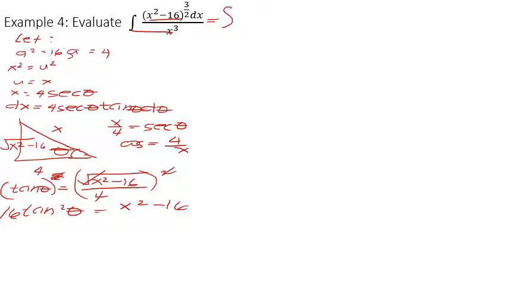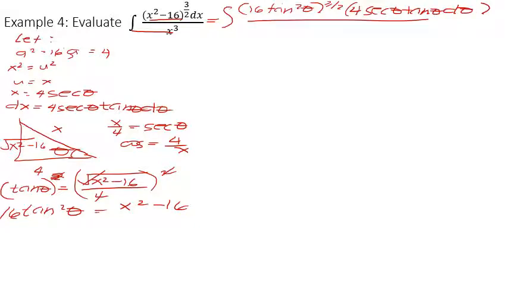So now I could simply substitute everything that I have here. So I have x squared minus 16 raised to 3 halves, where x squared minus 16 is equal to 16 tangent squared theta, and this is raised to 3 halves. And then I have dx, which is 4 secant theta tangent theta d theta, all over my x cubed. So my x is 4 secant theta, so I could cube it immediately. So I have 64 secant cubed theta.